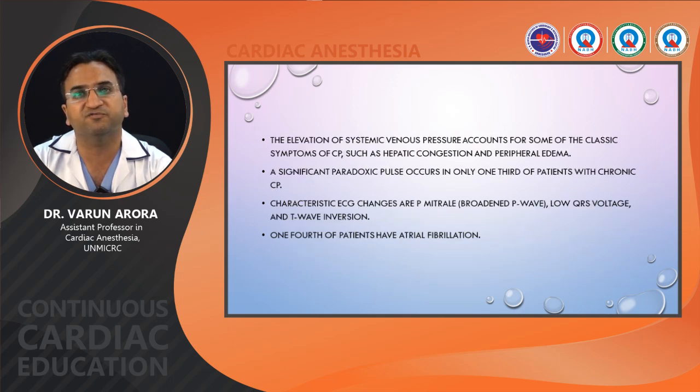The elevation of systemic venous pressure accounts for some of the classic symptoms of constrictive pericarditis, like hepatic congestion and peripheral edema. Significant paradoxical pulse occurs in only 1/3 of patients with chronic constrictive pericarditis. Characteristic ECG changes are P mitrale, broadening of the P wave, low QRS voltage, and T wave inversion. 1/4 of patients have atrial fibrillation.